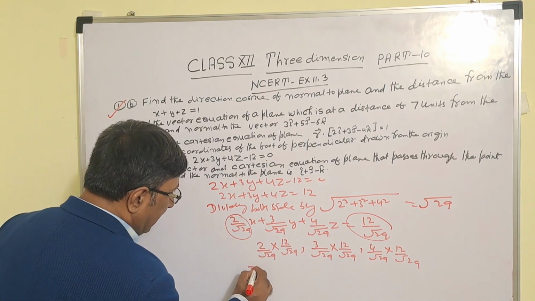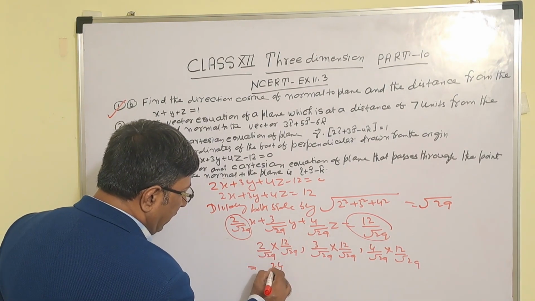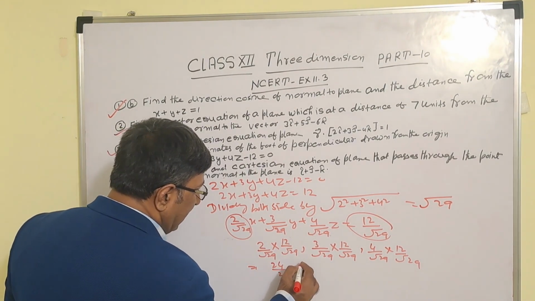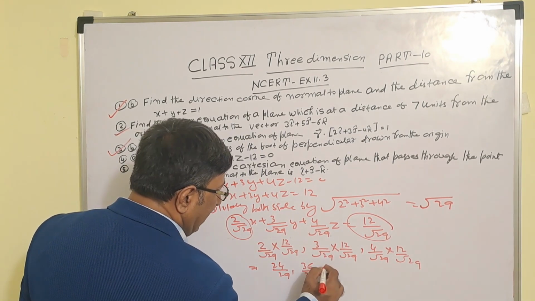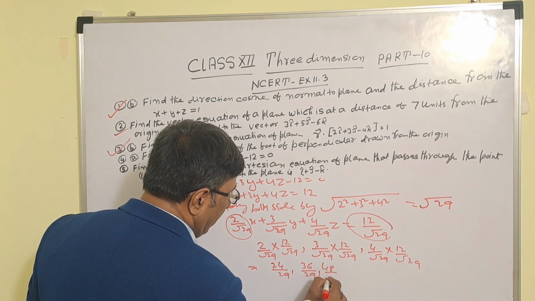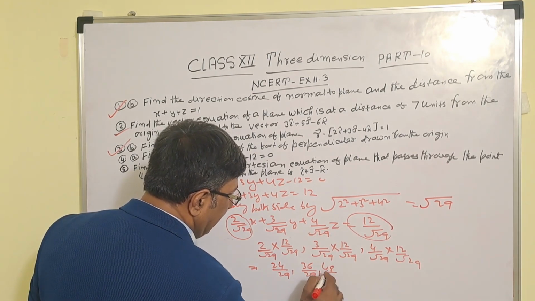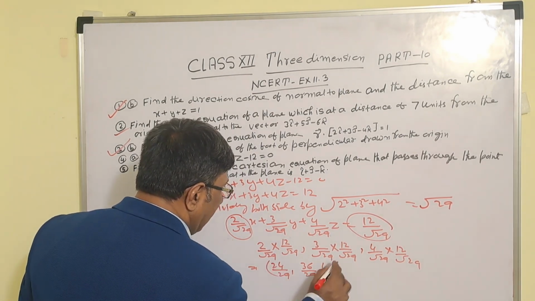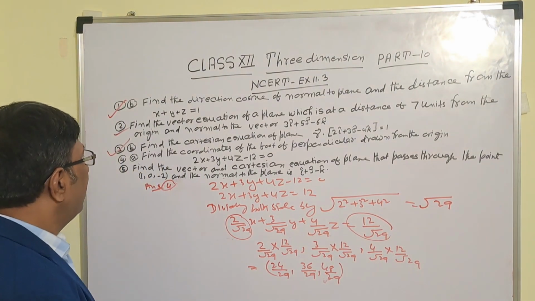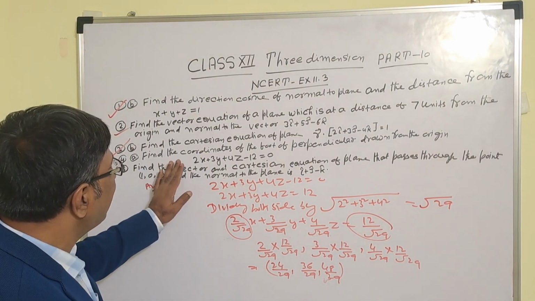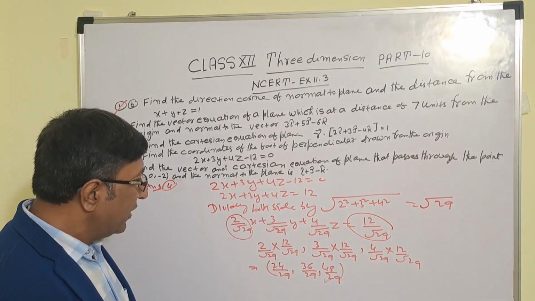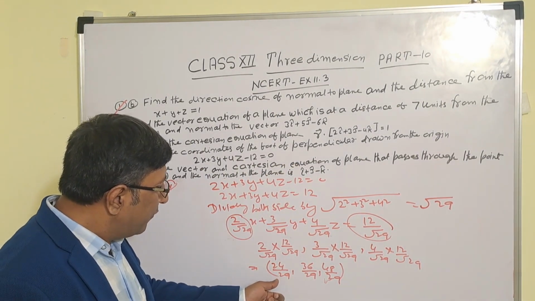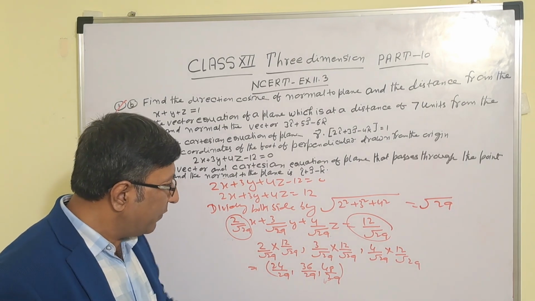This gives 12 2s are 24 upon 29, this is 12 3s are 36 upon 29, this is 48 upon 29. This is the required answer. The question was to find the coordinates of the foot of perpendicular drawn from the origin. So these are the required coordinates of the foot of the perpendicular.